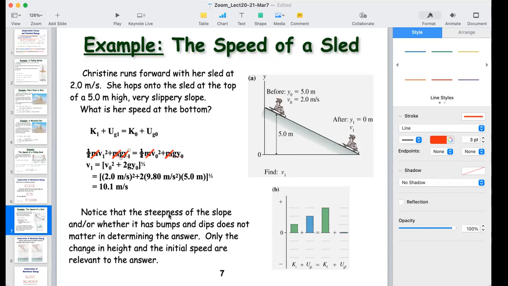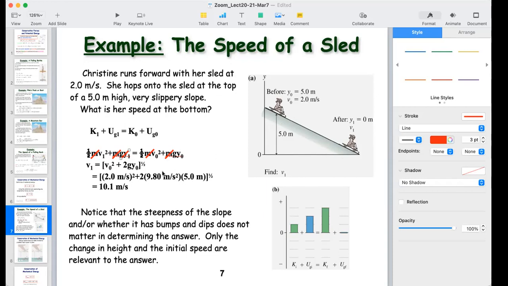So notice that the steepness of the slope and whether it has bumps and dips does not matter in determining the answer. Only the change in the height and the initial speed are relevant to the answer. If you had used the methods that we saw in the past to solve this problem, they would have required the angle, while here you don't have any angle.